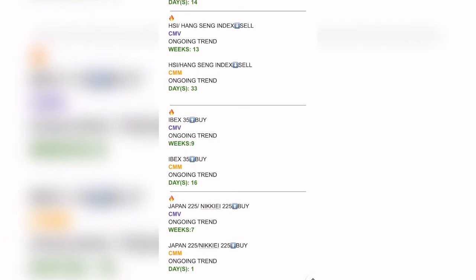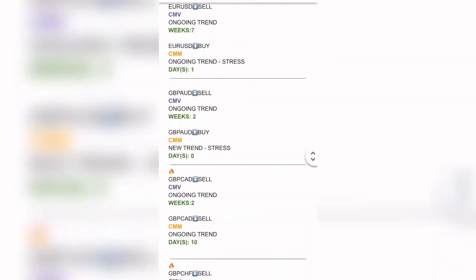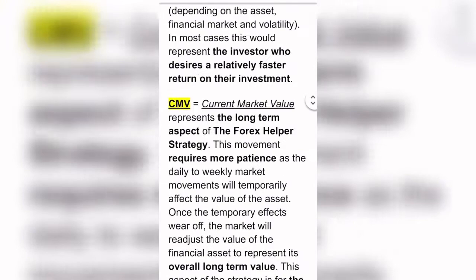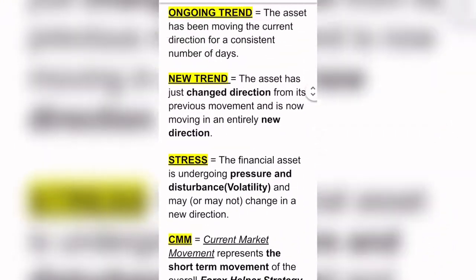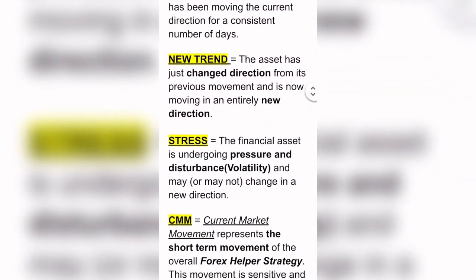So you'll start to see, depending on the asset, they each take on their own characteristic. But nonetheless, that's what that means, ongoing trend. It just tells you how many days that asset has been going in that direction according to the Forex helper strategy, whether it's current market movement or current market value, CMM or CMV.